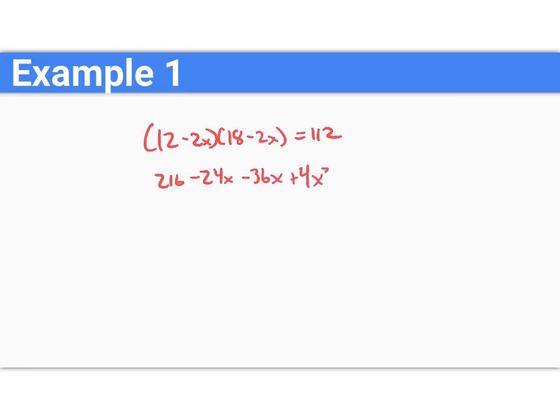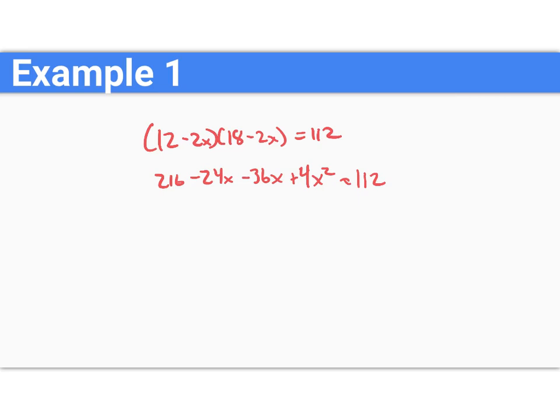So what do we have to do? We have to take the 12 minus the 2x, multiply it by the 18 minus 2x, and then set that equal to 112 feet because that was our limitation. And so I'm going to FOIL this. I see 12 times 18 is 216. Outers minus 24x. Inners minus 36x. And the last is plus 4x squared equal to 112.